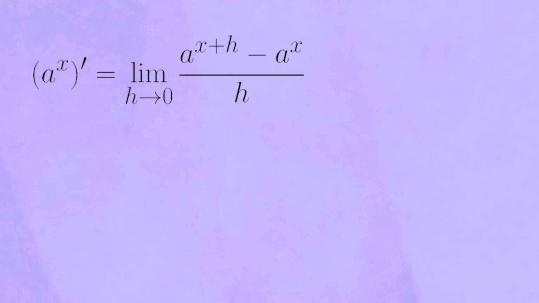Now let's consider an exponential function, f of x equals a to the x. Note that this is not a power of x, and so we can't use the power rule to differentiate it. To use the power rule, the power must be constant. With an exponential, the power varies and the base is fixed.